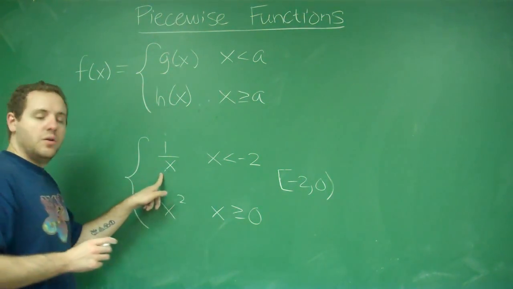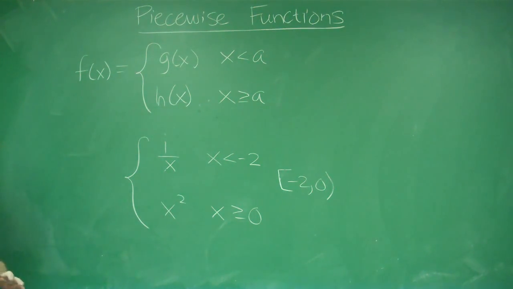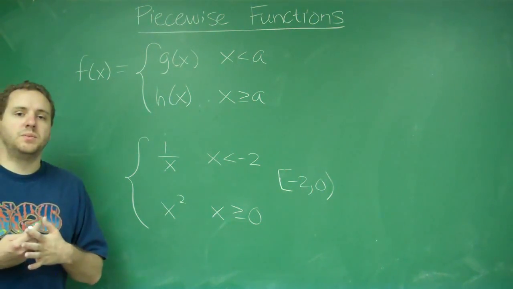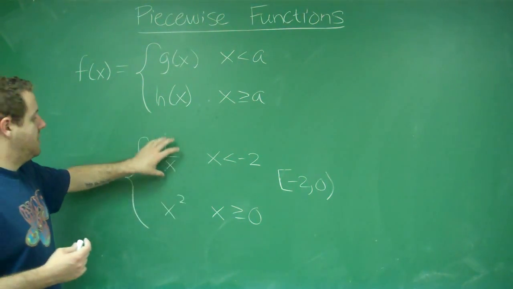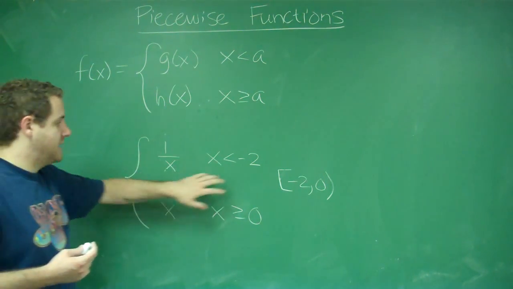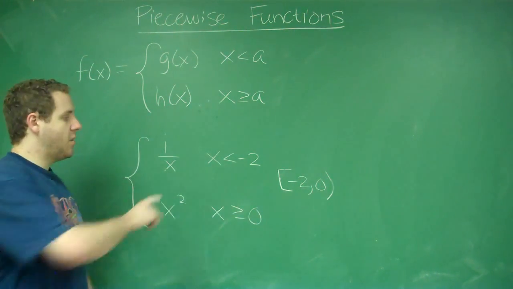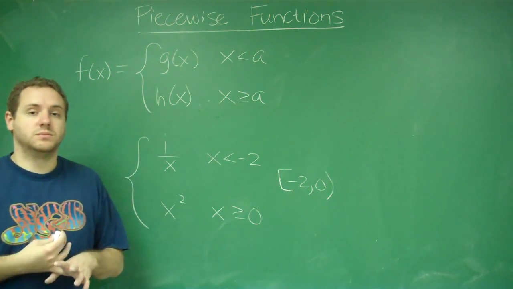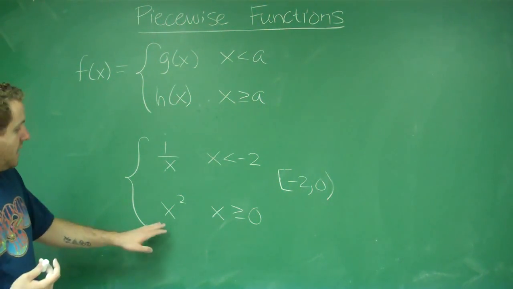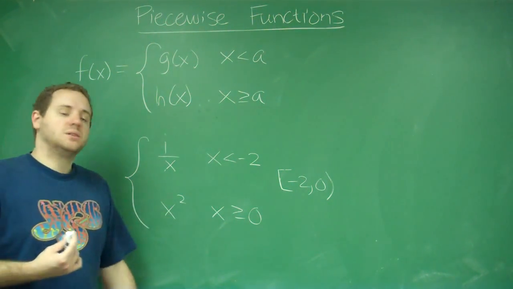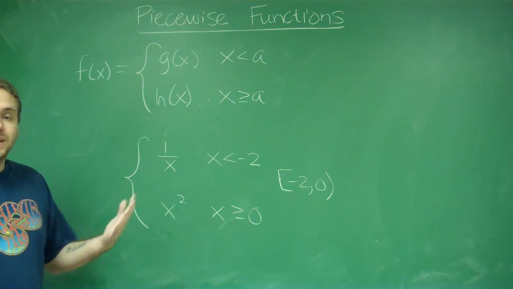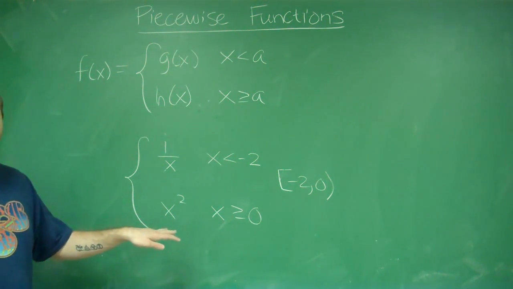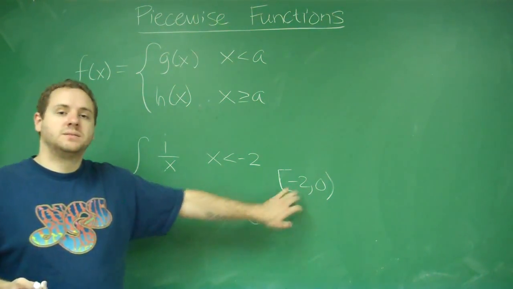Now, you might think, here, if I divide by 0, that is not in my domain. However, this function only applies when x is less than negative 2. 0 is not less than negative 2, so this doesn't have any problems with the domain there. Now, x squared, when x is greater than or equal to 0, there's no domain problems with x squared anywhere anyway, so we don't have any problems except for that we don't have this.